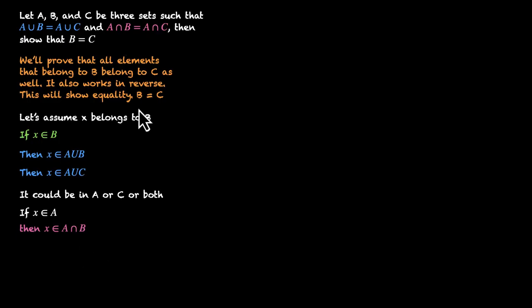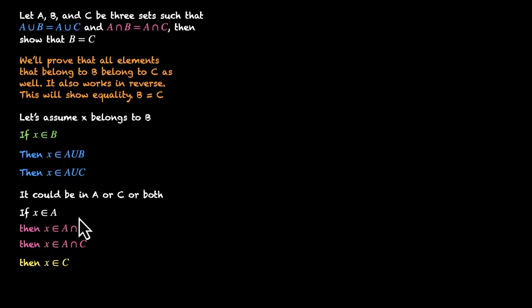And from the question, we can say that A intersection B and A intersection C are the same. This means that X belongs to A intersection C. We can replace this with this. Now let's see what we have. X belongs to A and X belongs to A intersection C. So X is inside A, but X is also inside A intersection C. So this means that X belongs to C. So we have proved that if X belongs to B and X belongs to A, then X belongs to C.